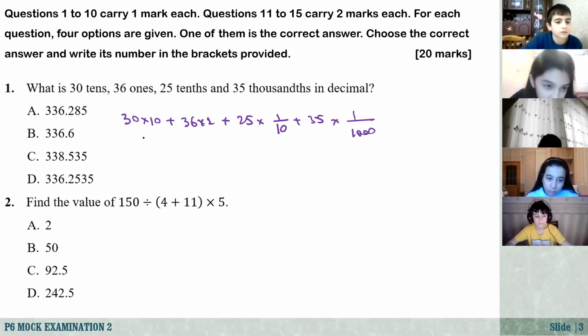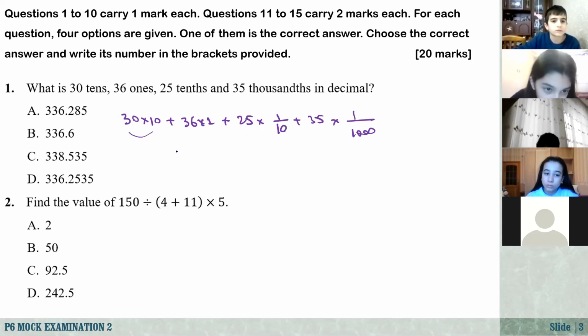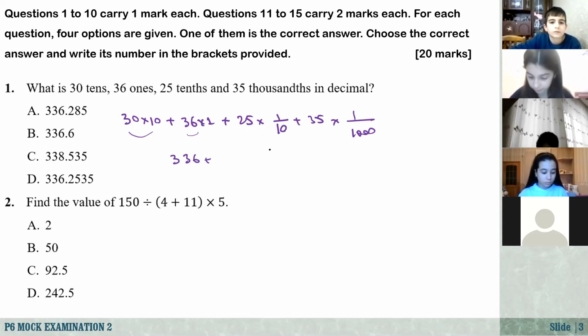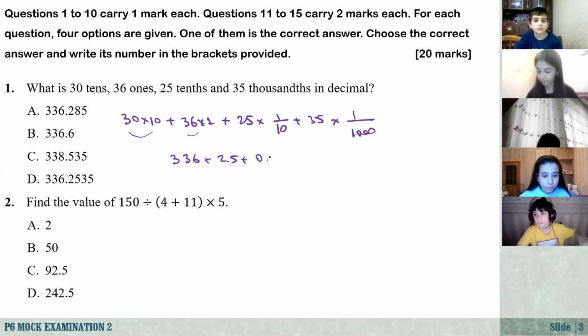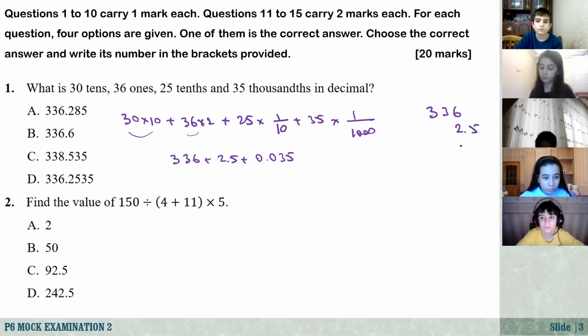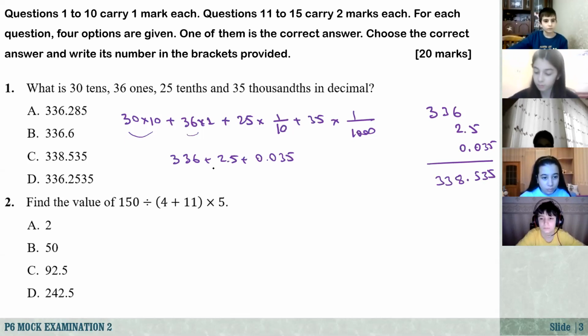C. Okay, let's see. 30 times 10 is 300, plus 36 is 336, right? And the other part is decimal. 25 divided by 10 is 2.5. And 35 divided by 1,000 is 0.035. Now, if I write here 336, and here 2.5, and here 0.035, adding them gives 338.535. So the correct answer is C.